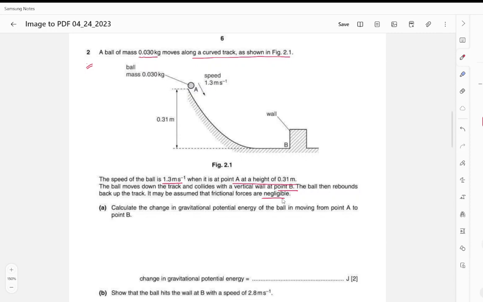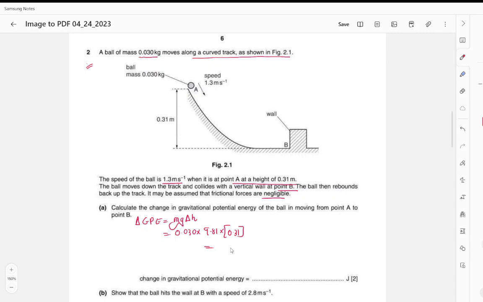First of all, we need to calculate the change in the gravitational potential energy of the ball moving from point A to point B. So let's just find it out. Change in GPE must be equal to mg delta h, which means the change in height. So the mass itself is 0.030 multiplied by 9.81 multiplied by the height difference, which is actually 0.31. Let me just find my calculator.